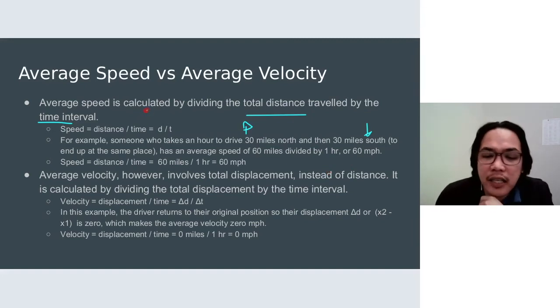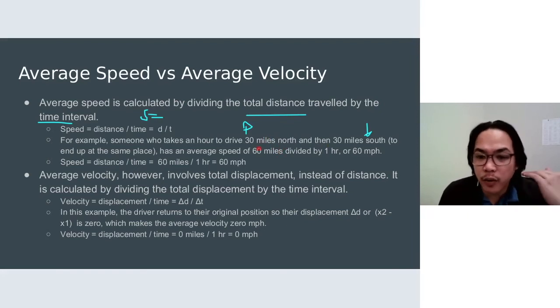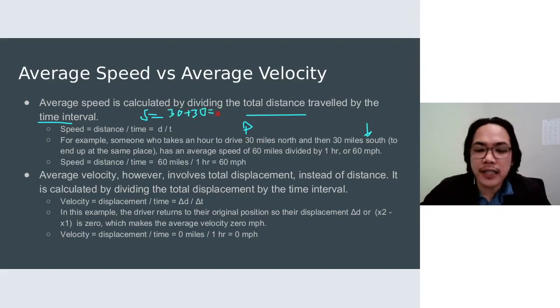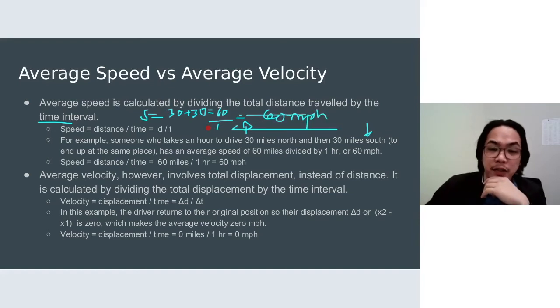So speed is equal to distance over time. In this scenario, you have two distances, as I've said. For distance, you just have to add it up and that's it. So 30 plus 30 equals 60, divided by your time, which is 1. 60 divided by 1 is 60, and you need to write the unit, miles per hour. Very simple, right, for speed.